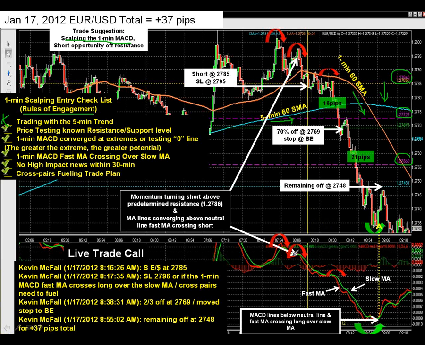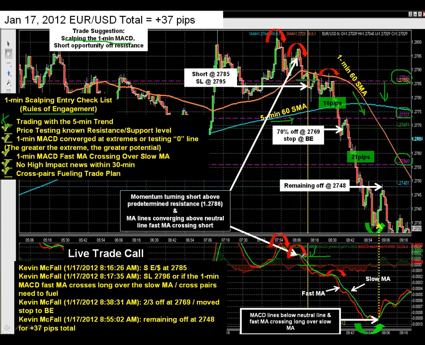But what we look for on a MACD is we look for the fast-moving average, the red line, to cross underneath the slow-moving average, which is our green line. Okay, so we're just above the zero line here as we're coming down to test this resistance support level, and you can see here's our three trigger elements that we teach.